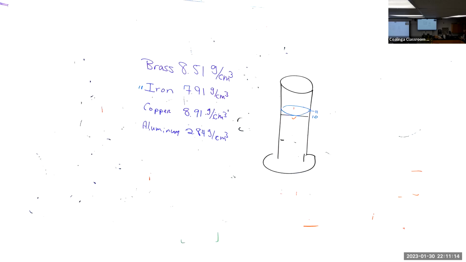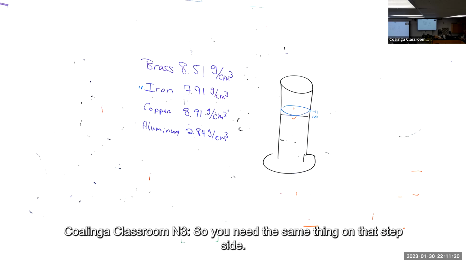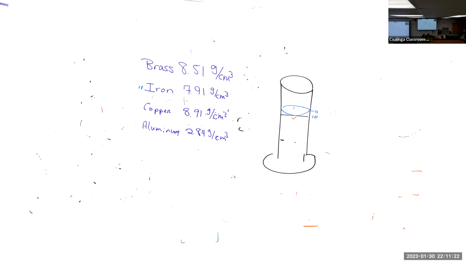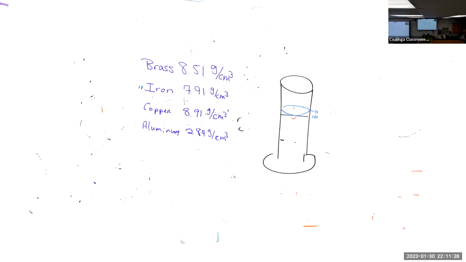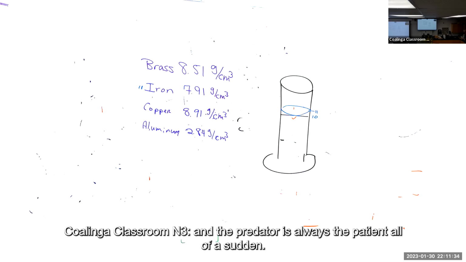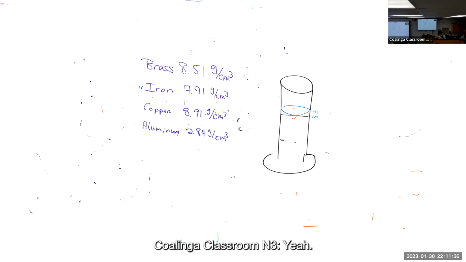Now I have to do some tests eventually. Exactly. You need the same thing on that side. He has to finish his. You have the measurements already. So then the perimeter is always the addition of all the sides. You just add all those in.